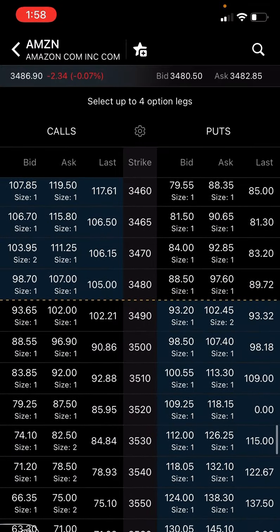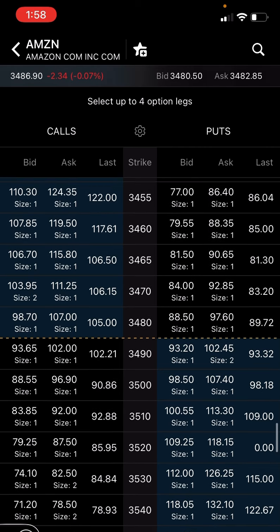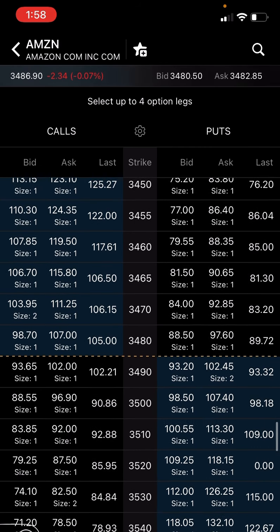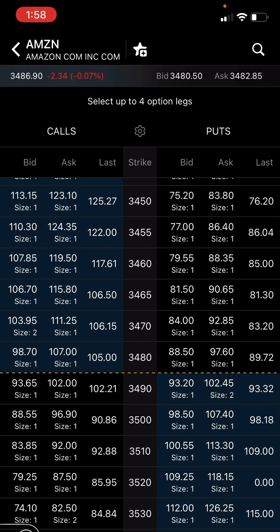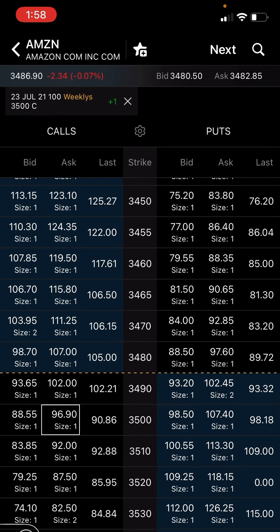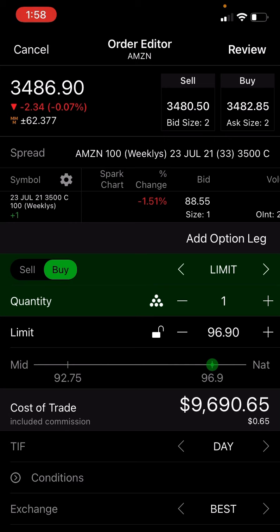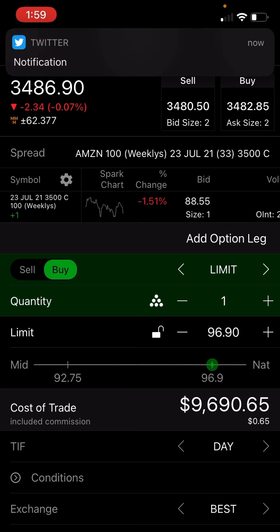All right. Amazon contracts are extremely expensive. If I wanted to buy, let's say, I want Amazon to go up, and I wanted to buy this at the money, look how much it's gonna cost me. Almost 10 grand for that $96 option. Okay, it's gonna cost me close to 10 grand.